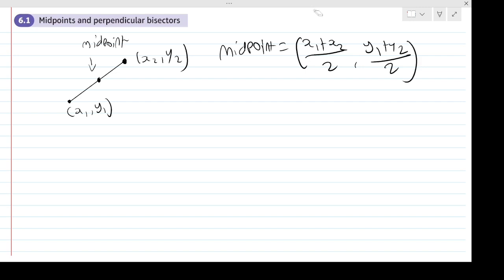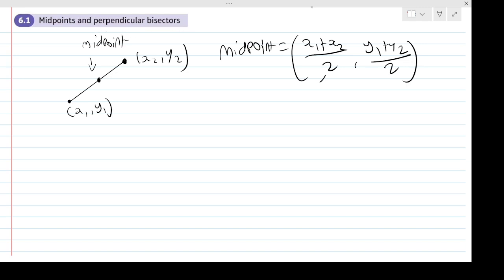And this gives us the midpoint as a coordinate. This x coordinate again is the middle x point, and this is the middle y point, and together they make up the midpoint. Cool. So why is that useful in relation to circles? Well, firstly, let's have a look at perpendicular bisectors.